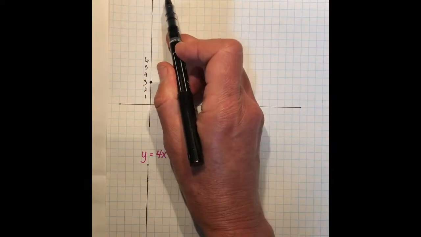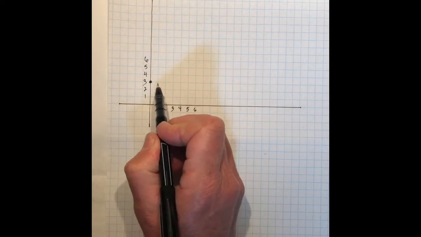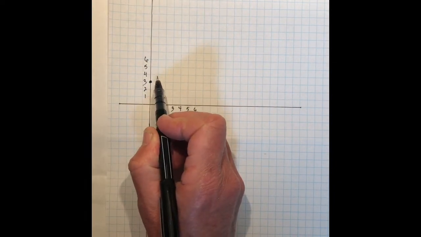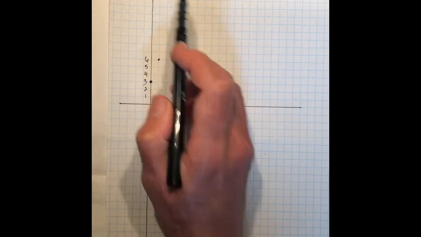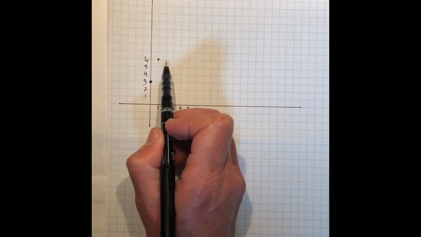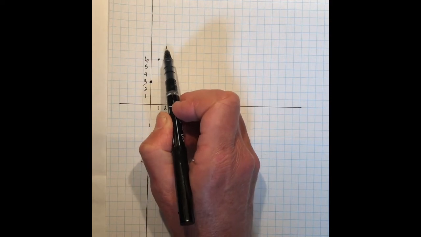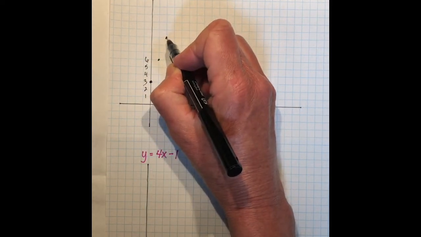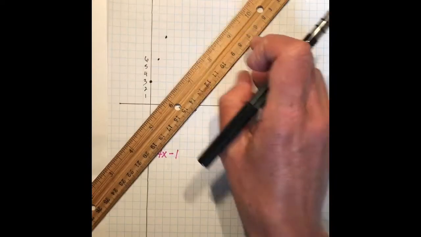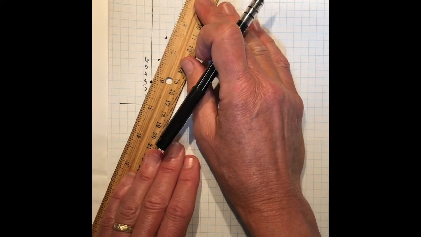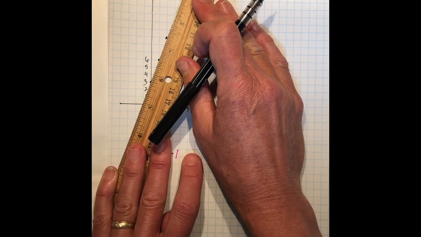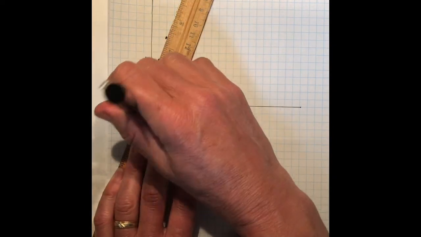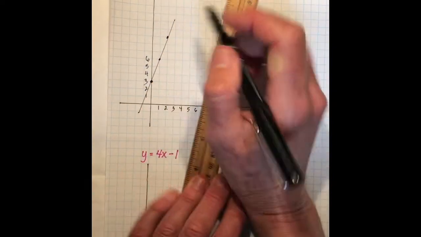So my rate of change of 3 means I go over 1 and up 3. 1, 2, 3. Rate of change of 3 means I go over 1 and up 3. 1, 2, 3. That's it. That's so much better than making tables of values. So I know you're wondering, why did I make you make tables of values if all you really need to do is this?